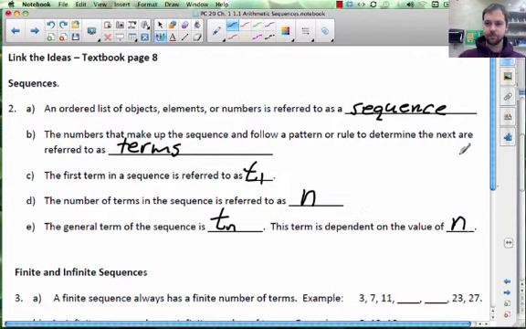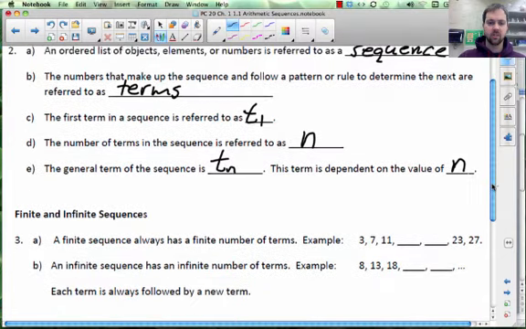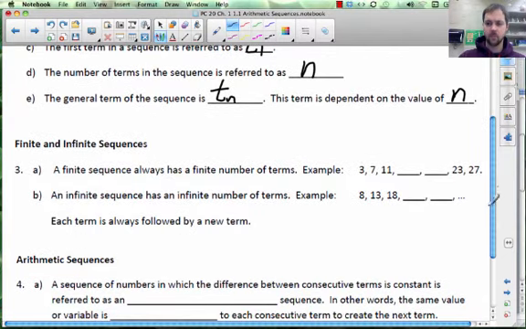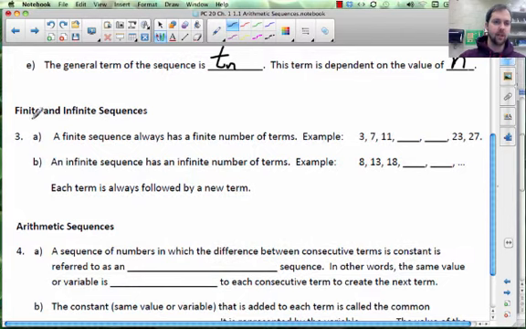Alright. So the two types of sequences we want to talk about today. We have finite sequences and infinite sequences. Now, you all know what infinite means, goes on forever. Finite is just the opposite of that. It doesn't go on forever. So, it has to terminate at some point. So here's an example of one.